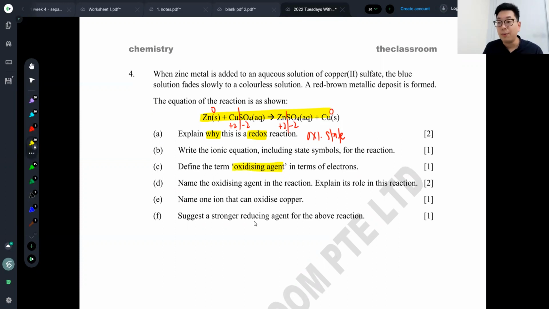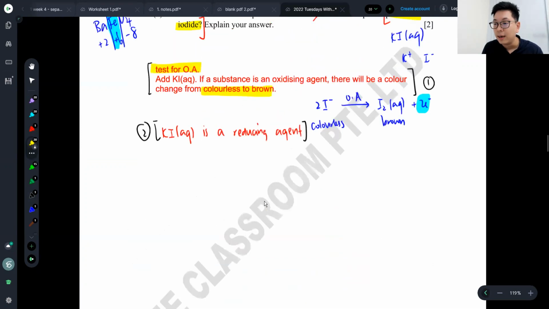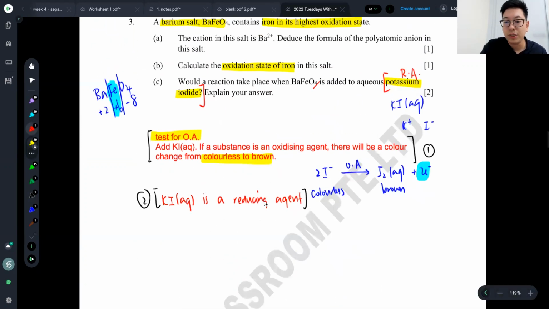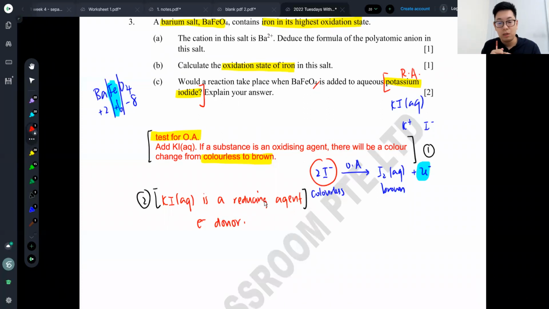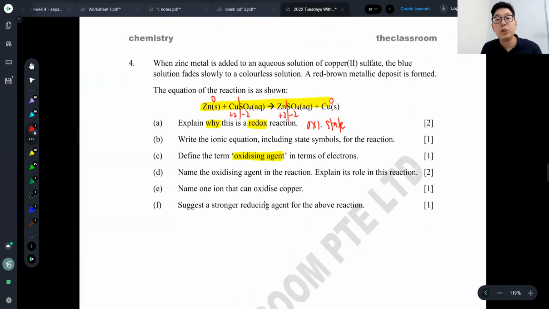Here, I pause for a while. Let me roll back a while. Now, I said that KI is a reducing agent. Why? Because it goes around giving away electrons. It is an electron donor. Where do the electrons come from? They come from the iodide. Iodide has electrons and will go around giving them away so that it becomes iodine. So if reducing agents are electron donors, oxidizing agents are electron acceptors.